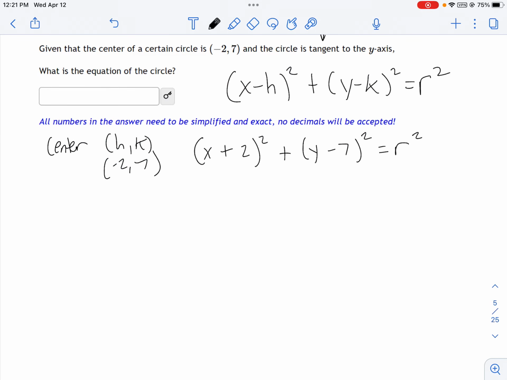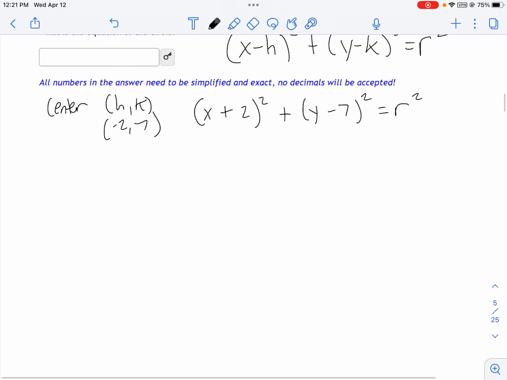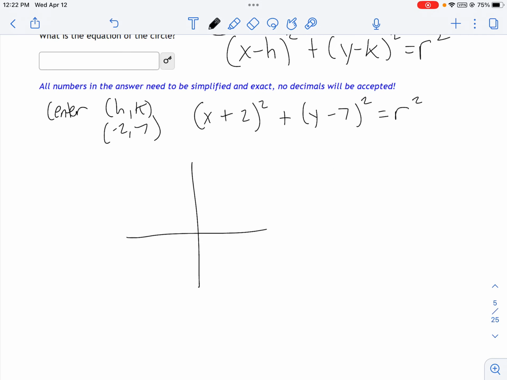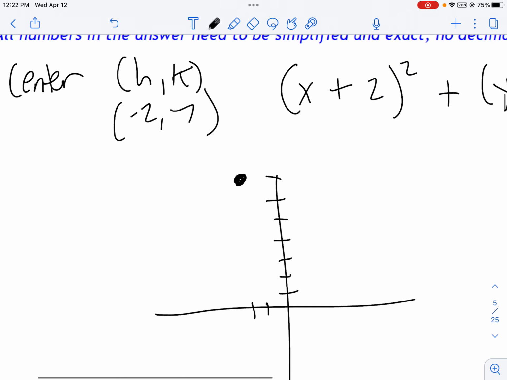All right, so in order for that to happen, let's graph this out. We know the circle center is at (-2, 7), so we go left 2, then up 1, 2, 3, 4, 5, 6, 7, circle center. Now we need to figure out the radius. We know the y-axis is what it's tangent to, meaning your circle is going to touch this y-axis, and it's going to be doing something like that. How do we know the radius exactly?